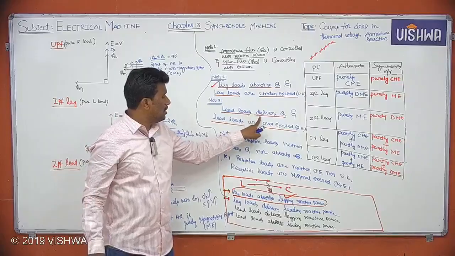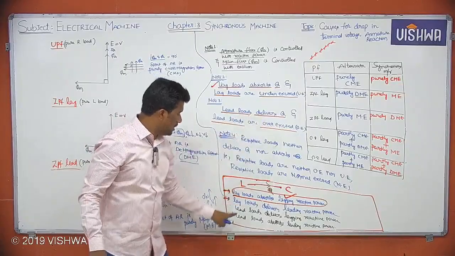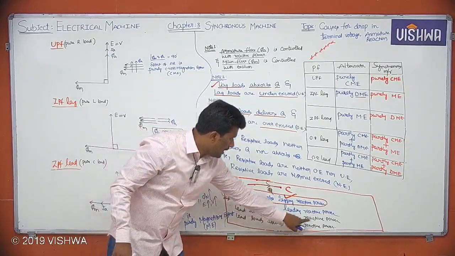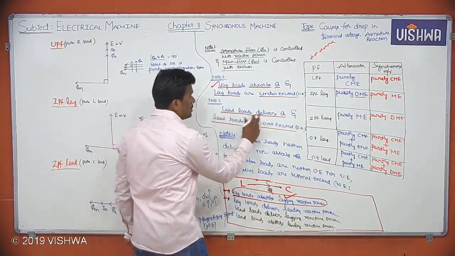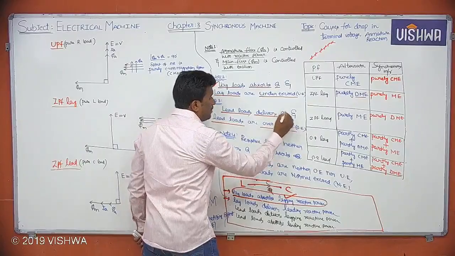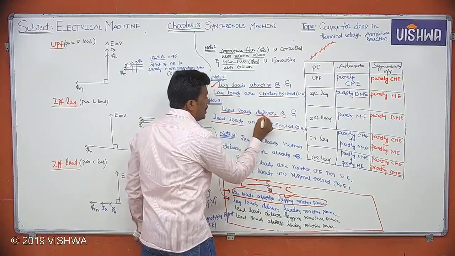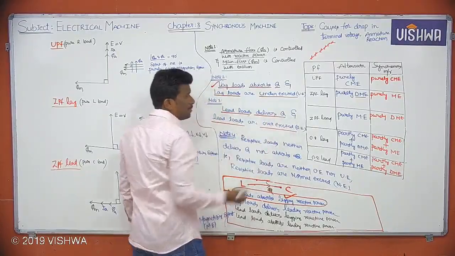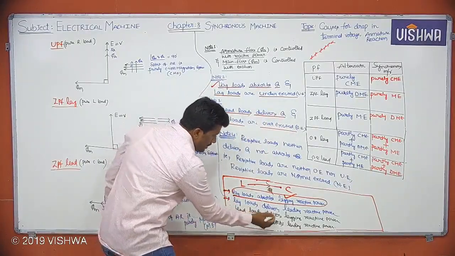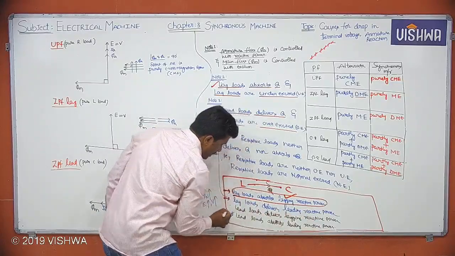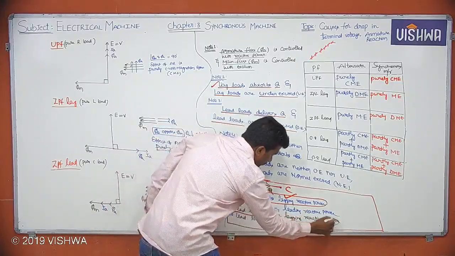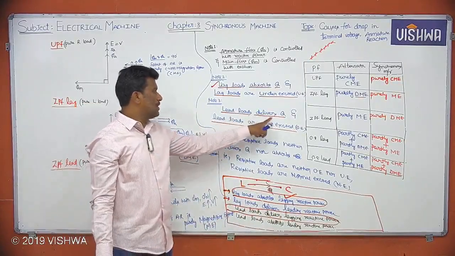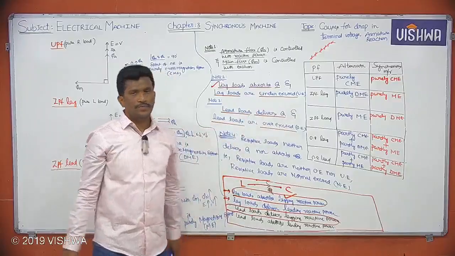Lead loads deliver. Here, lead loads deliver lagging reactive power. So lead loads deliver, by default, which type of reactive power? Lead loads deliver lagging reactive power. This is the statement I focus on.